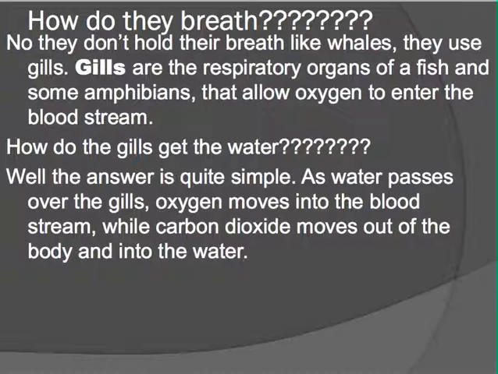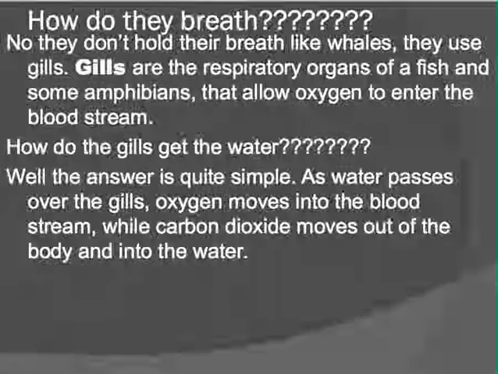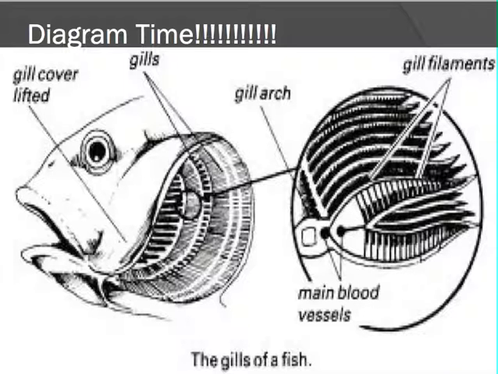As water passes over the gills, oxygen moves into the bloodstream while carbon monoxide moves out of the body and into the water. So, kind of like when we're breathing, but we don't pull the air through gills on our neck. Really, all that's similar is the carbon dioxide is moving out of our body. So here's a little diagram of gills.